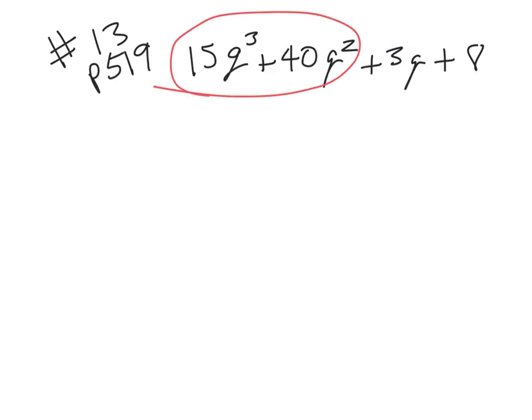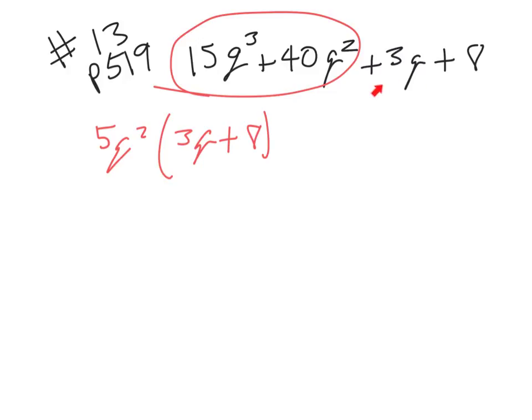Okay? So I'm going to factor out the greatest common factor, 15q cubed plus 40q squared. And that happens to be 5q squared. So I'm going to factor out a 5q squared. Pardon my bad handwriting. That leaves us with 3q plus 8. Now you'll notice right off the bat, hopefully, that means that's the same as this. And let's talk about that here.